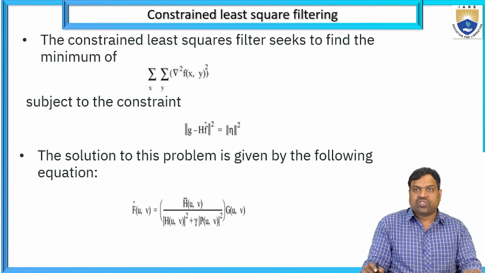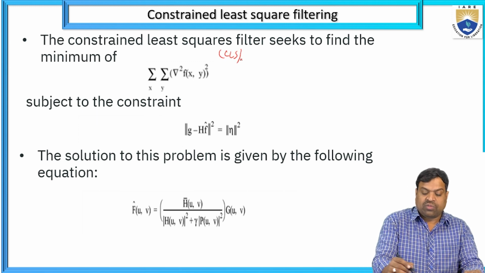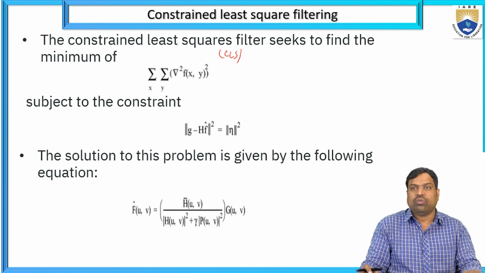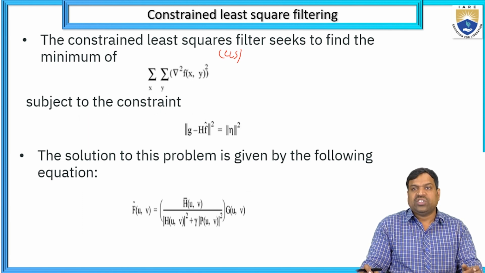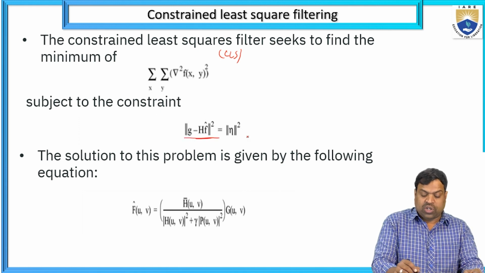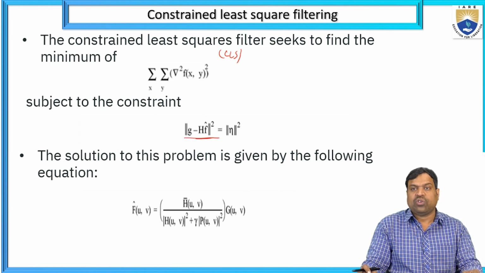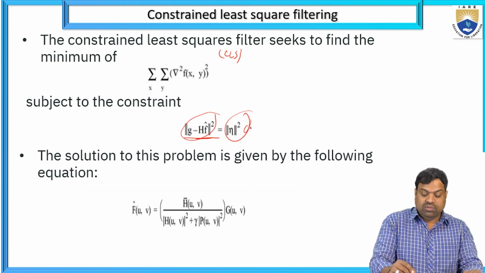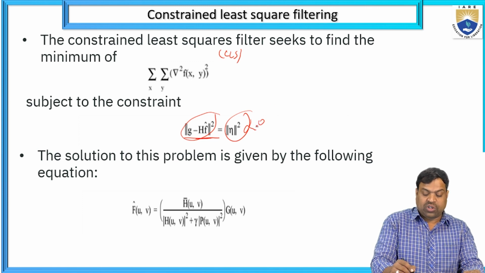So the constrained least square (CLS) filter seeks to find the minimum of the summation over x, summation over y of the square of the Laplacian of f(x,y), whole square. So it is the least square minimum equation. But I have to add a constraint. It is subject to the constraint that the modulus of g minus Hf, whole square, equals the modulus of nu square. So when the noise equals 0, the input equals the output.